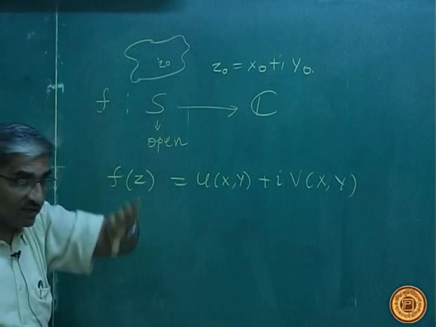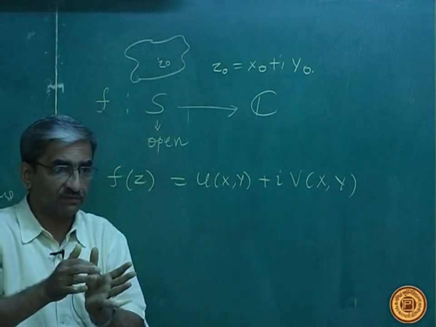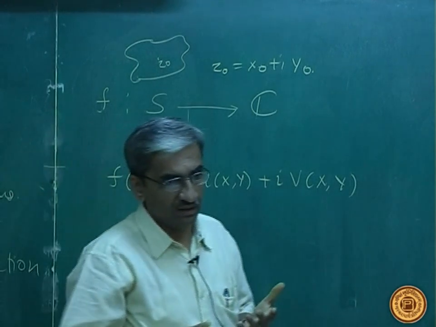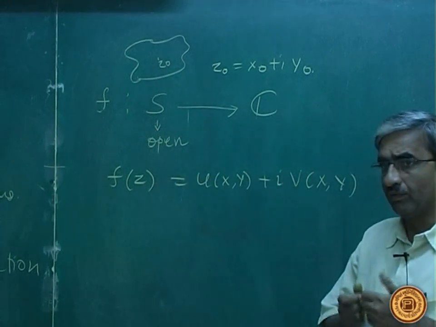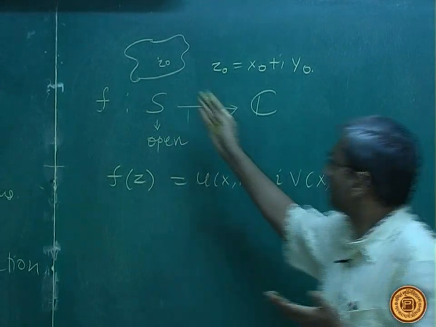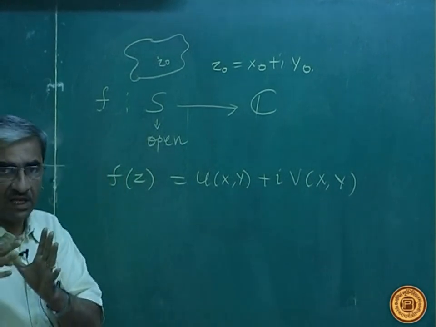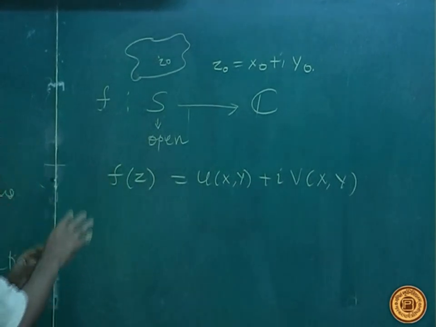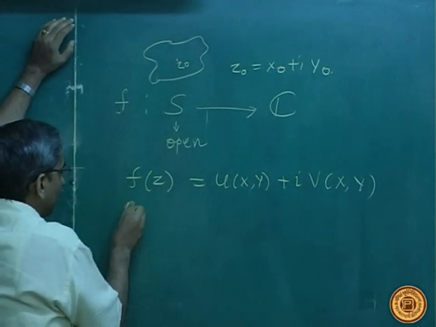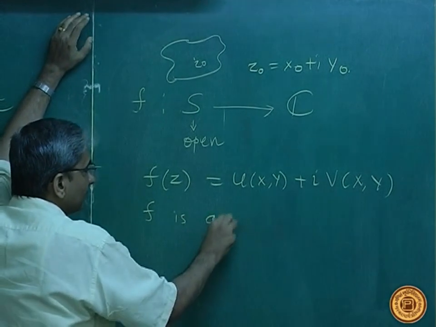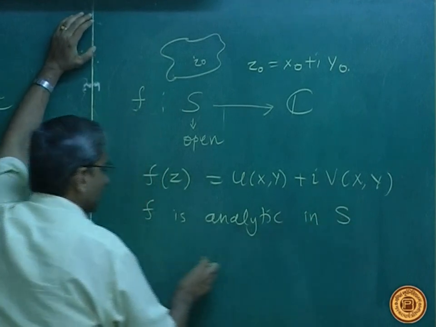Now analyticity means differentiability at every point. So at every point this must happen. Whatever we demanded for differentiability at a point, we want that for every point because analytic means differentiable at every point. Do you understand? So the same theorem will reappear, but we want that for every point. So what will happen? f is analytic in S if and only if.